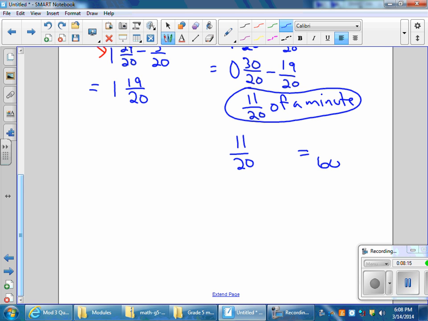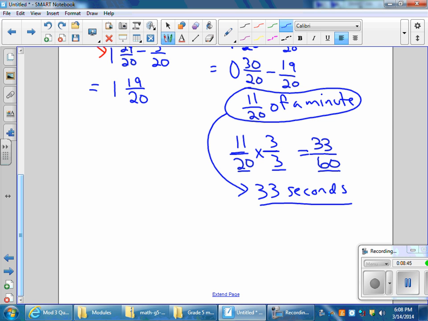Bonus, if I wanted to know how much time exactly that was, 11/20 of a minute. I know that there are 60 seconds in 1 minute. Therefore, if I multiplied by a magic number 1, 3/3, I would get my 60 seconds. Multiply the top by 3, and I get 33 out of 60 seconds. 11/20 of a minute is 33 seconds. Now that, in this case, would be a bonus. It did not ask me for an exact amount of seconds. 11/20 would have been sufficient, but it does convert to 33 seconds.